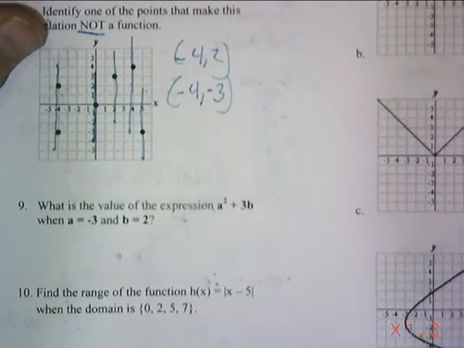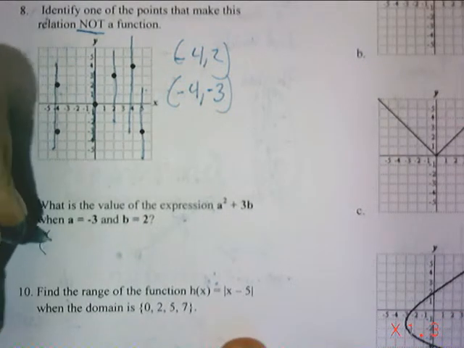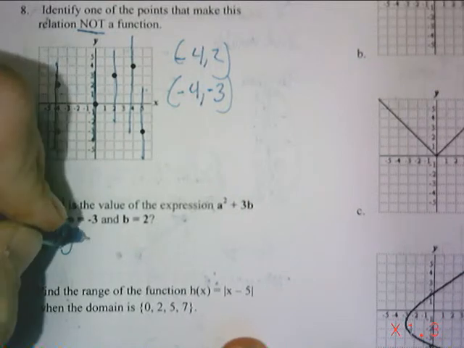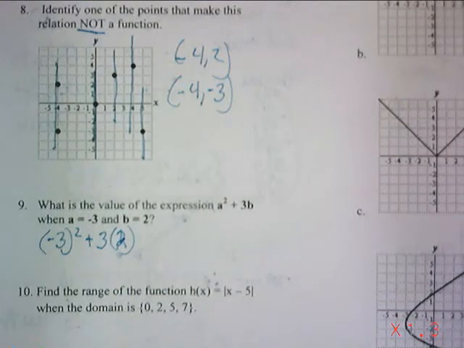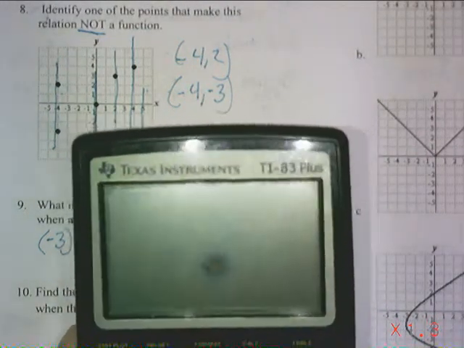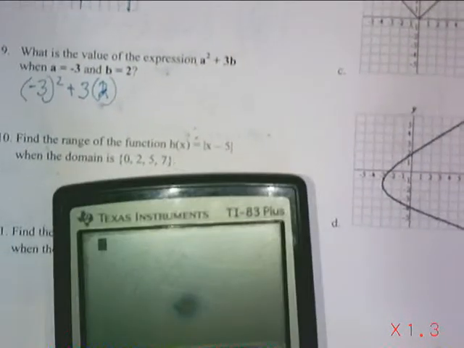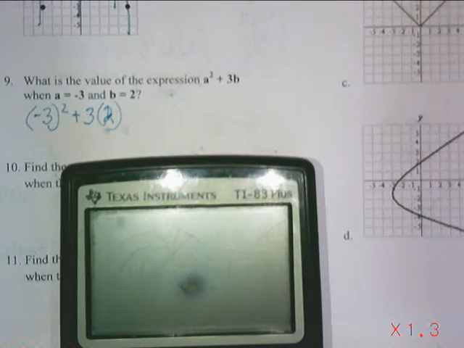All right, a squared plus 3b. A is negative 3. That goes in parentheses. B is 2. So that will go in parentheses. So instead of a squared plus 3b, it would be negative 3 in parentheses squared plus 3 times 2. If you're not confident with your algebra or math, do it longhand, but then check it. It's probably the best thing to do. It's quicker to use your head if you can, but check with your calculator either way.